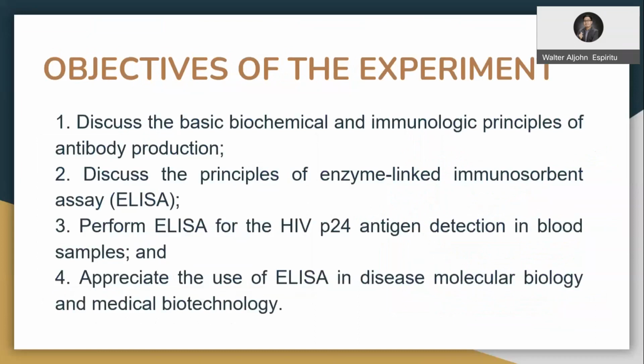This experiment applies the concept of ELISA. You will need to check the biochemical and immunology principles in antibody production, as well as discuss the principles of enzyme-linked immunosorbent assay or ELISA. In the lab, you will perform the ELISA using the ELISA kit that we have for the HIV p24 antigen detection in blood samples. And of course, appreciate the use of ELISA as one of the molecular techniques used in molecular biology and biotechnology.